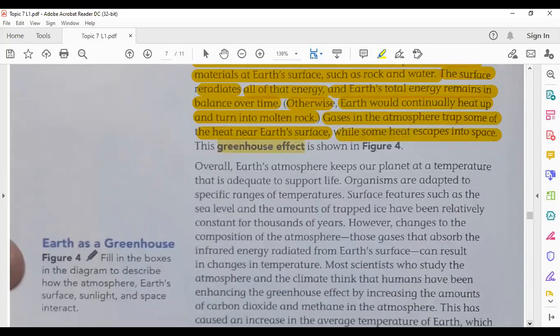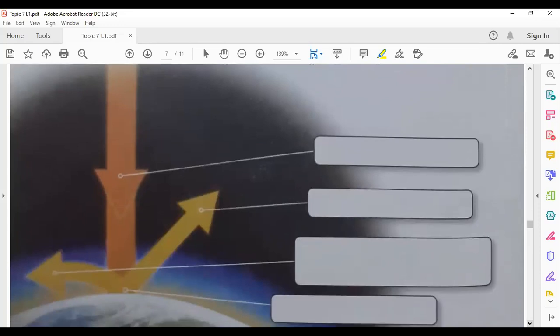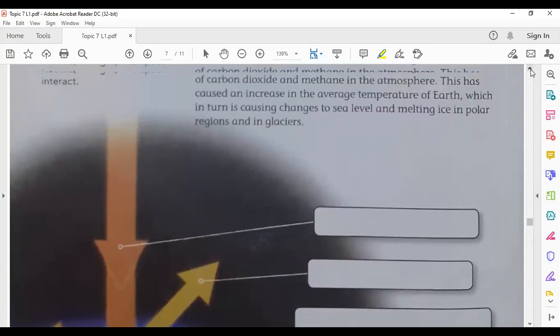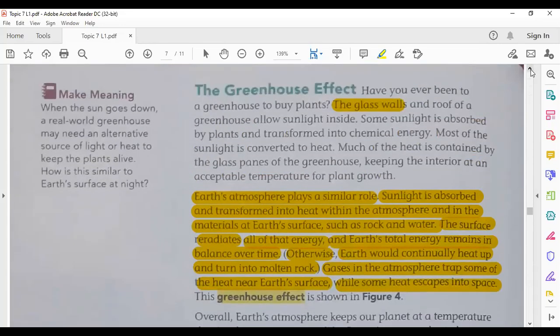This figure shows the greenhouse. Earth as a greenhouse. I want you to understand that Earth's atmosphere allows some of the energy from the sun to reach the Earth's surface and re-radiates some of it. For this reason, the temperature on Earth remains acceptable. But what is the problem?